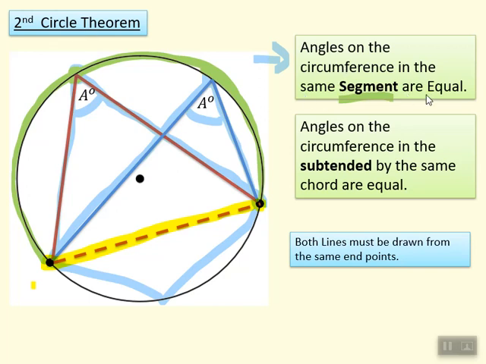Angles on the circumference in the same segment are equal. And by the way, this is a fancy definition of it. I don't tend to use that one because the word subtended means that they kind of are fixed from this location here. Okay, let's crack on with the other ones.